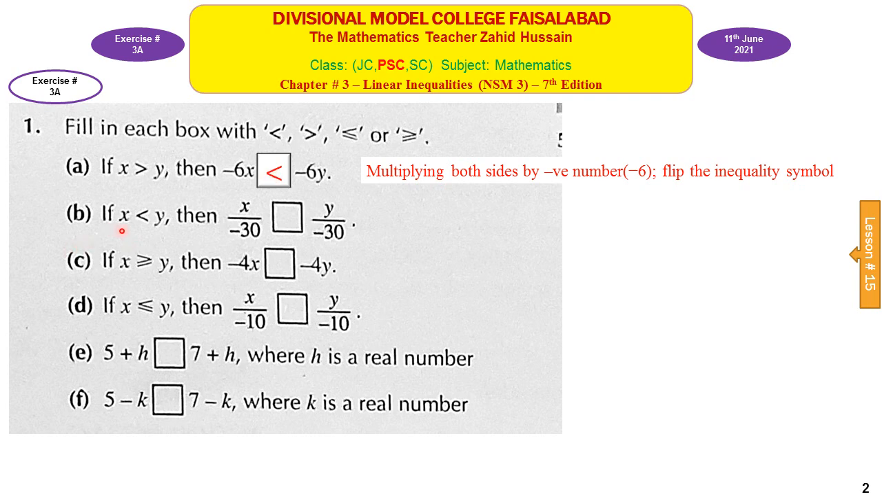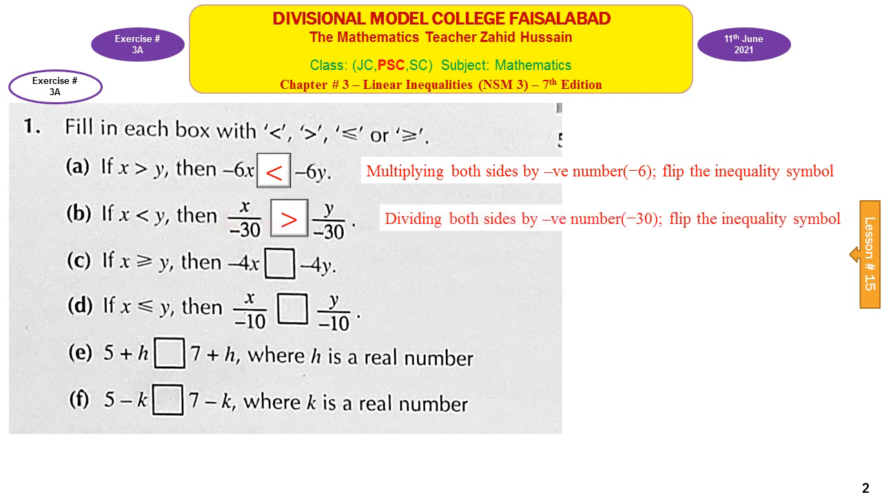Its B part is if x is less than y, then x over minus 30, y over minus 30. That is, both sides of this inequality are divided by a negative number, and this number is minus 30. So our rule is dividing both sides of the inequality by a negative number changes the sign of inequality. So there will be greater than sign in the box. Why? Because dividing both sides by a negative number flips the sign of inequality.